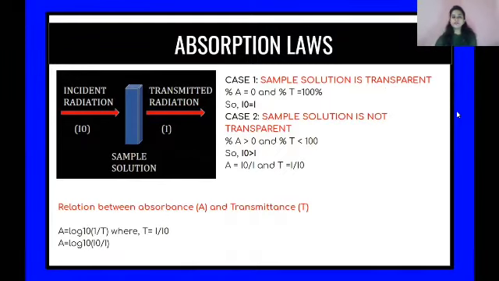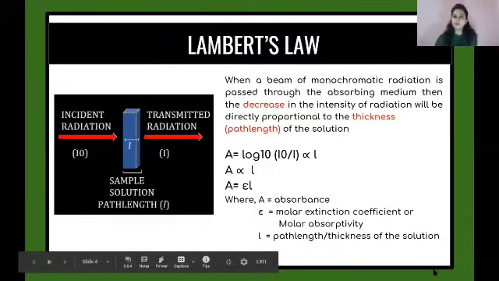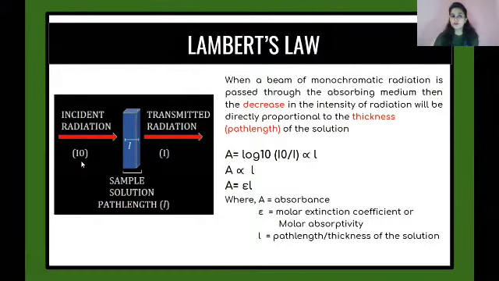Now, on this basis, certain laws were developed. The first one is called Lambert's law, wherein he said that if I pass a monochromatic radiation, where we have already selected only one wavelength of radiation, through the absorbing medium, there will always occur a decrease in the intensity of radiation. Why? Because a certain amount of radiation will obviously be absorbed by the solution. So it results in a decrease in the intensity of radiation, and that decrease will be directly proportional to the thickness of the solution.